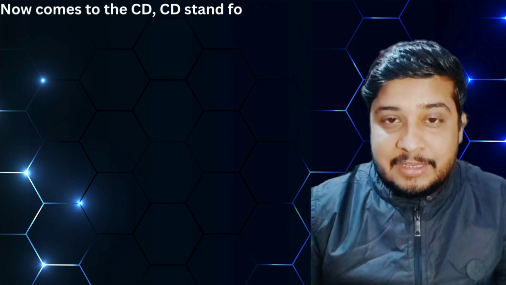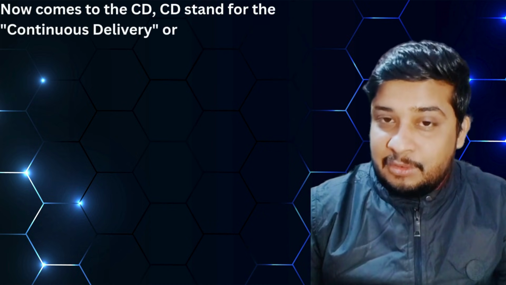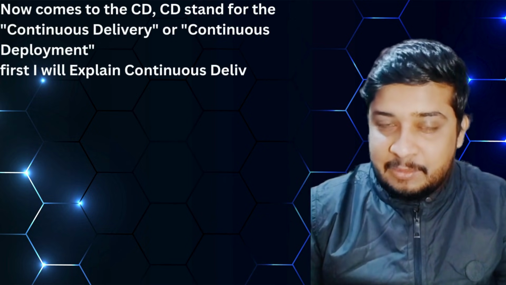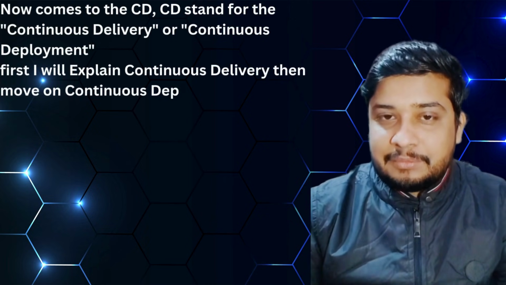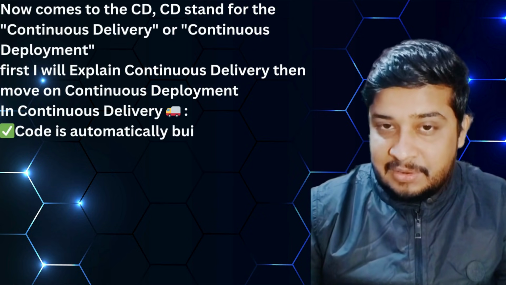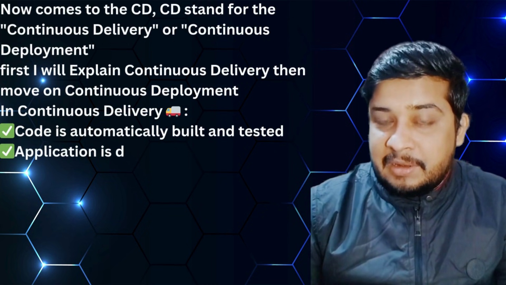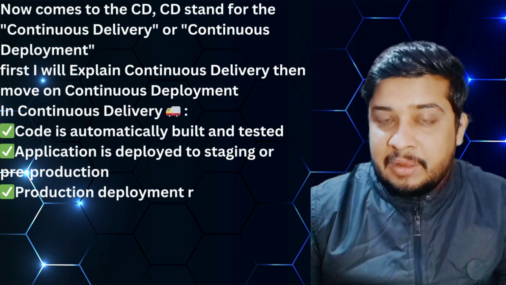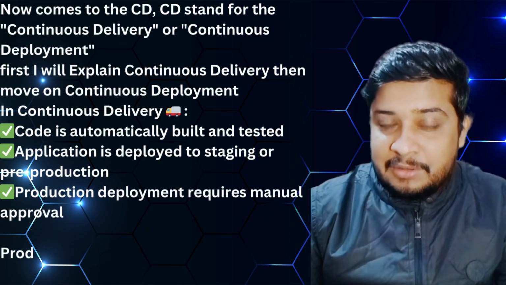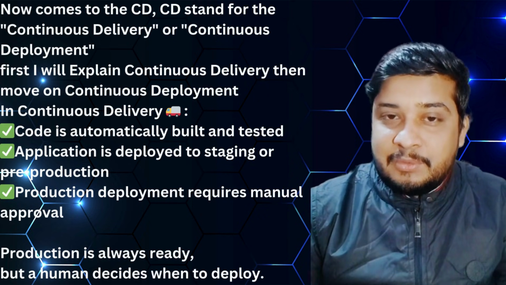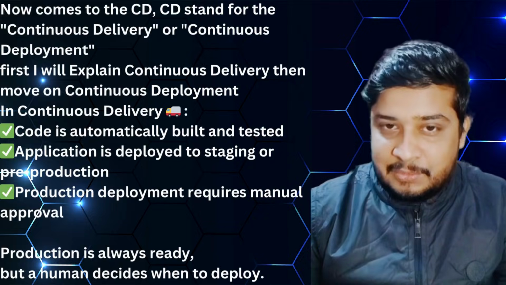Now comes CD. CD stands for continuous delivery or continuous deployment, right? First I will explain continuous delivery, then move on to continuous deployment. In continuous delivery, first the code is built and tested, right? And that application is deployed on a staging or pre-production environment, and for production it requires manual approval. So the application is ready, but a human decides when to deploy it to production. That is continuous delivery, right?